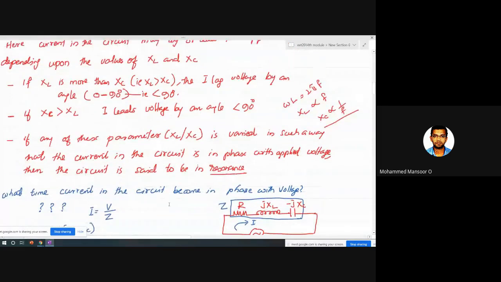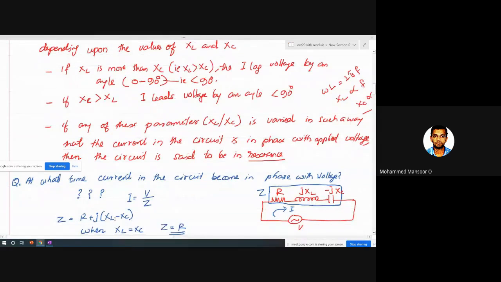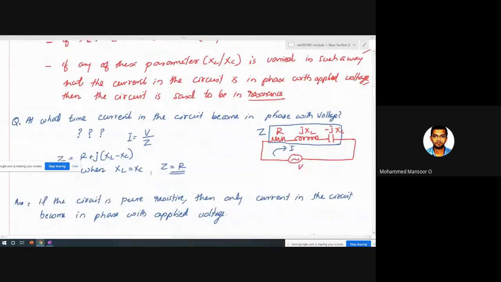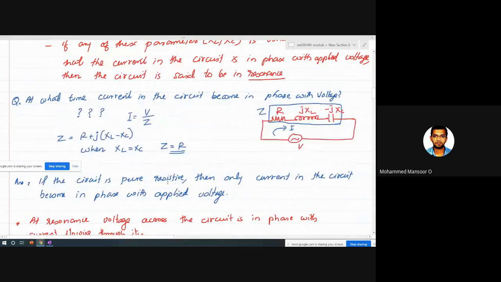Here is a question. At what time does the current in the circuit become in phase with the voltage? We have already said that, right? When? XL is equal to XC. When XL becomes XC, the impedance of the circuit is a pure resistor. Under that condition, current and voltage are in phase. If the circuit is purely resistive, only then does the current in the circuit become in phase with the applied voltage.